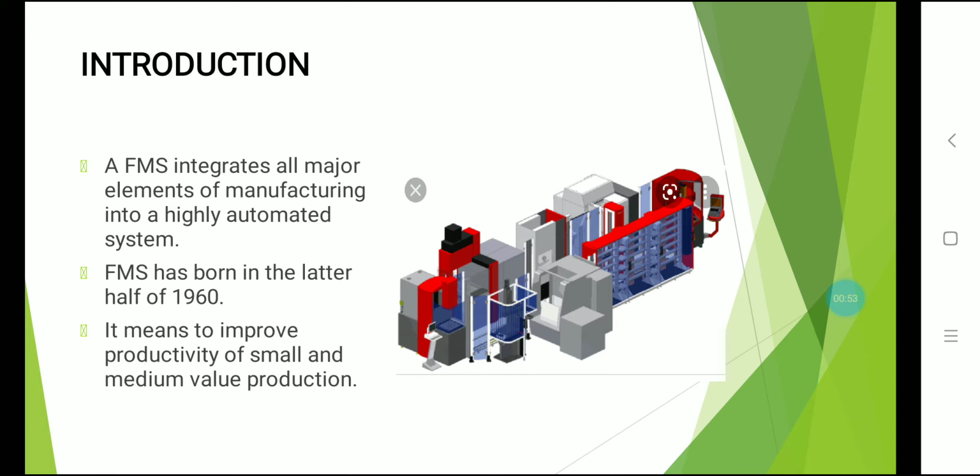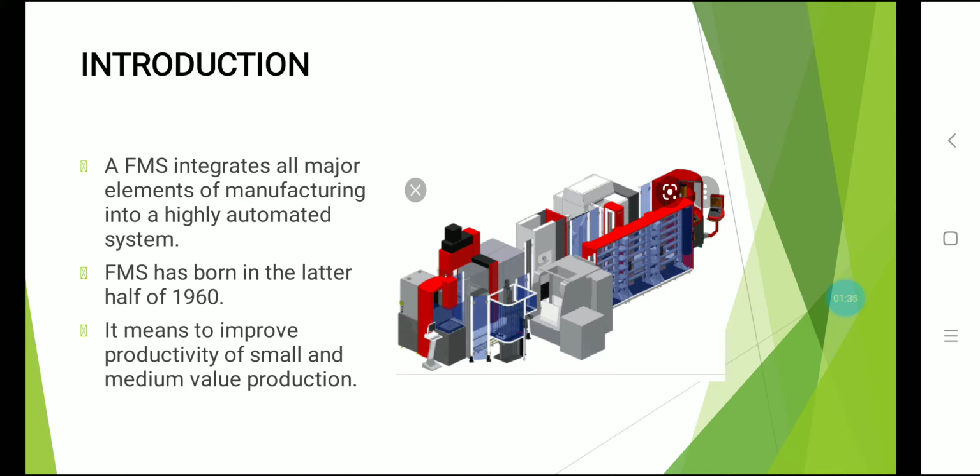First is the introduction to flexible manufacturing system. It will help us understand what a flexible manufacturing system is. It allows one product and other products to be flexibly manufactured. It is the element of manufacturing into a highly automated system, producing high quantities of products. A high degree of products will be produced by the manufacturing company. Flexible manufacturing system was born in the 1960s.